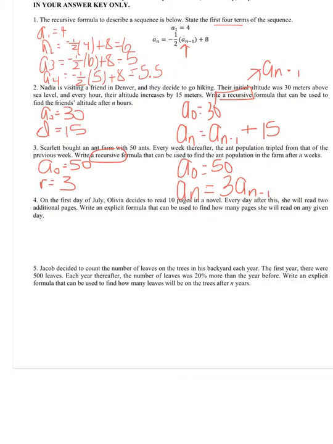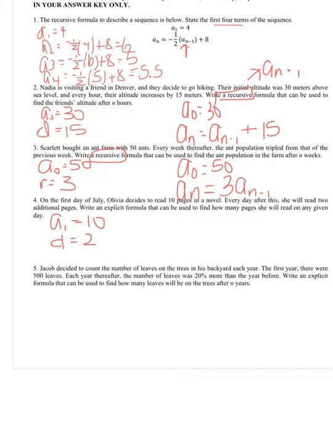Number 4, on the first day of July, Olivia decides to read 10 pages in a novel. So on the first day of July, that's a sub 1. She reads 10 pages in a novel. Every day after, she will read 2 additional pages. So she's adding on 2 every time. So there's a common difference because it's arithmetic, right? You're adding 2. D is 2.